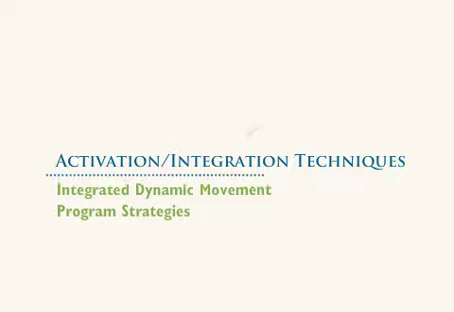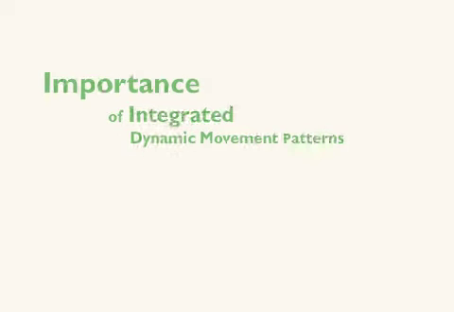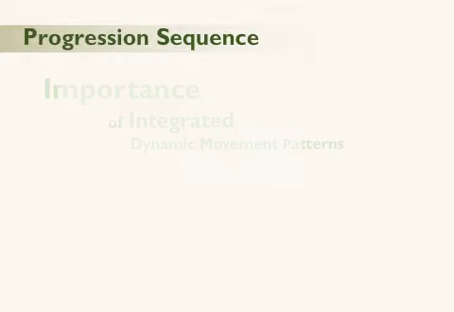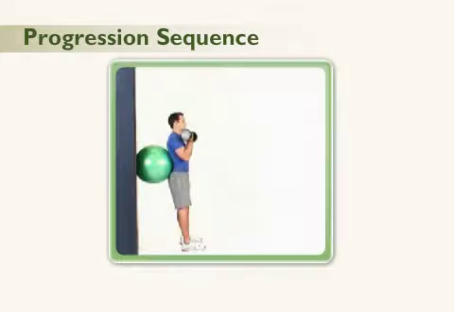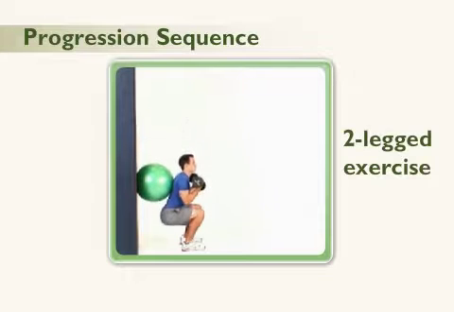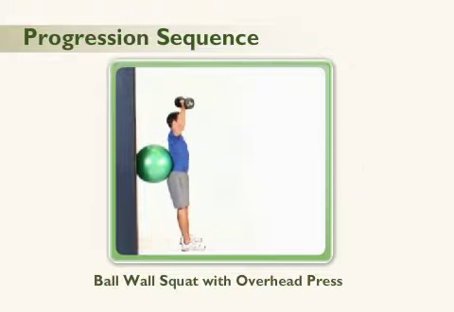Integrated Dynamic Movement Program Strategies. The importance of integrated dynamic movement lies not just in the movement patterns themselves, but in the progression of the movement patterns as well. For example, a base exercise consists of a two-legged exercise with minimal challenge to one's stability, such as a ball wall squat with an overhead press.